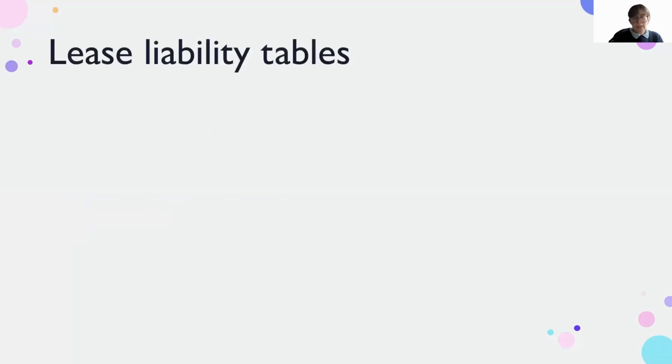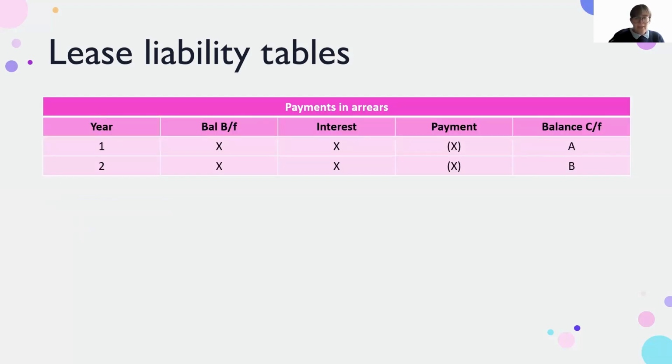So there are lease liability table examples that you can use if you are determining how to calculate these. If lease payments are made in arrears, you would take your balance brought forward from the previous year. You would then calculate the interest on that figure and then deduct any payments made in order to get the balance carried forward to the next period.